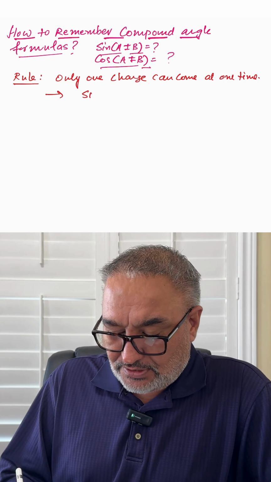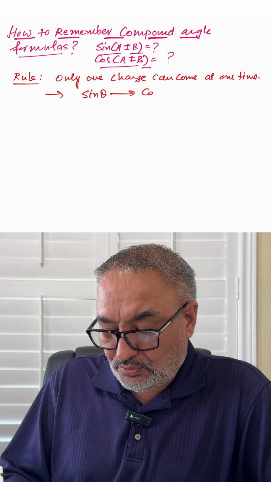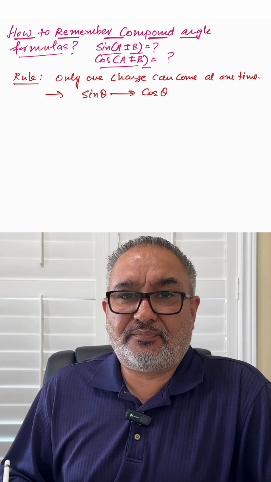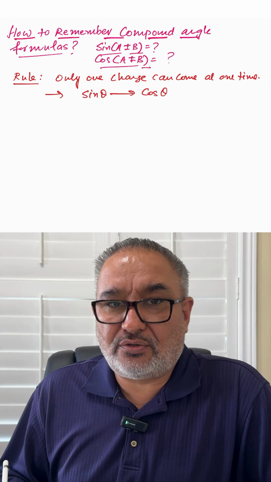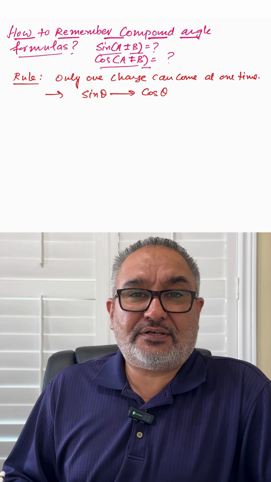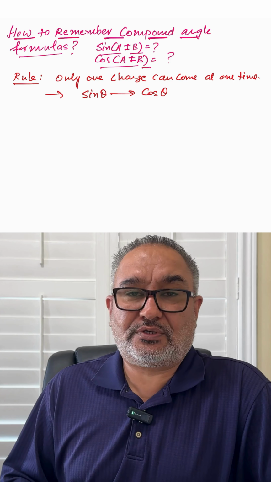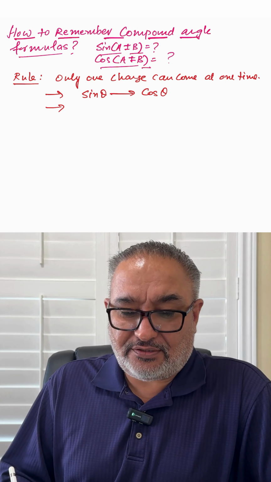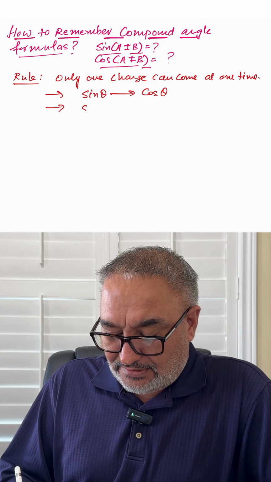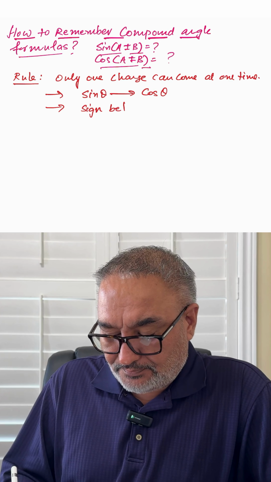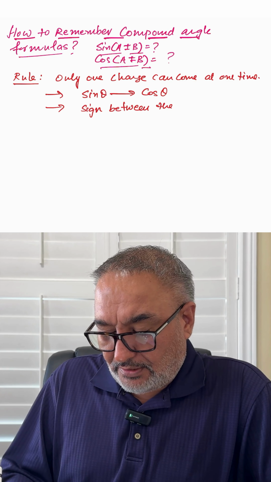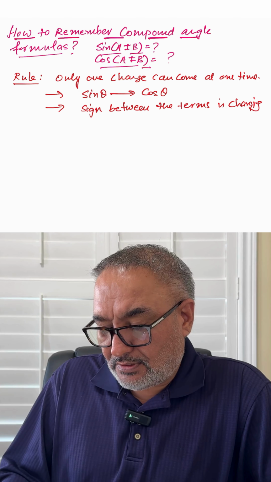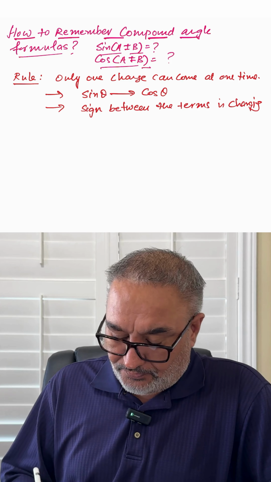So the first change is you can change sine theta to cosine theta in the same term. So if first is sine theta, then second cos can come. But if you're starting with the cos, then sine could not come. So it's a one-way traffic. You are not coming back. You can just go from sine to cosine. That's the first one. The second is, if the sine ratio is not changing, then the sign between the right side terms is changing. How? So let's do it.